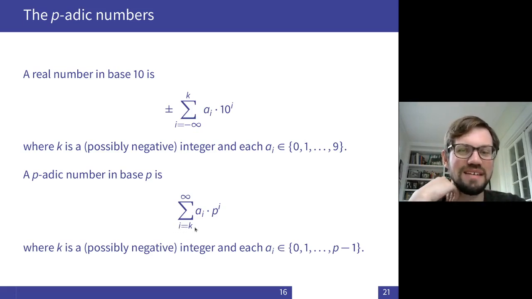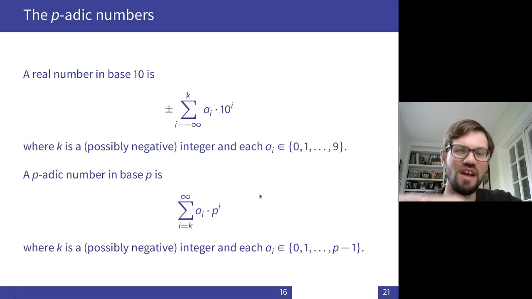I pick some spot, k, which is right of our decimal point. Well, it could be left of our decimal point too. It's right or left, but some starting point, k. And then we keep adding things to the left. We keep adding bigger and bigger powers of p instead of smaller and smaller powers of 10, like we did for the real numbers. So you have an infinite sum from k to infinity of higher and higher powers of p, with coefficients coming from 0 to p minus 1.